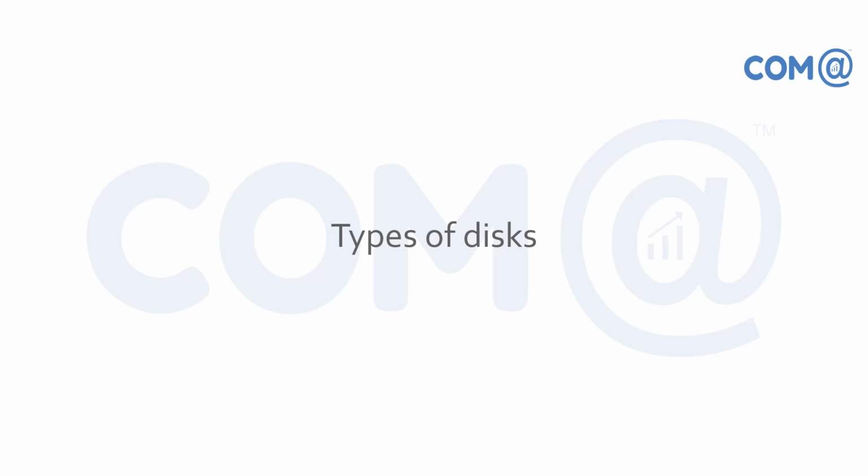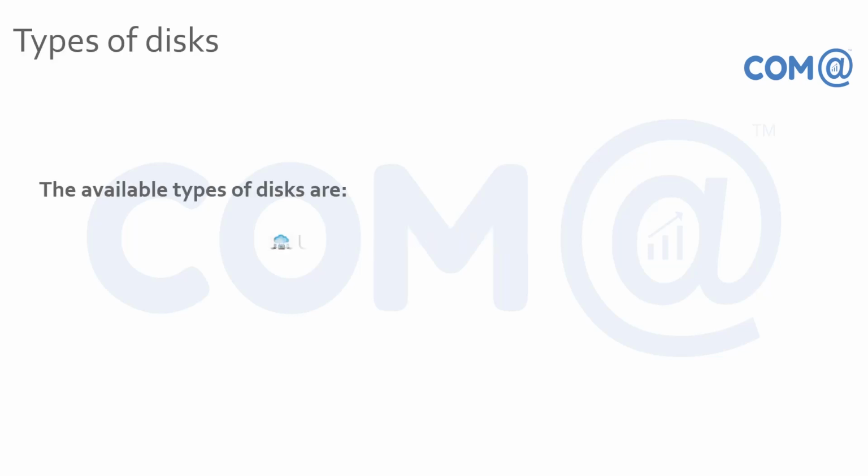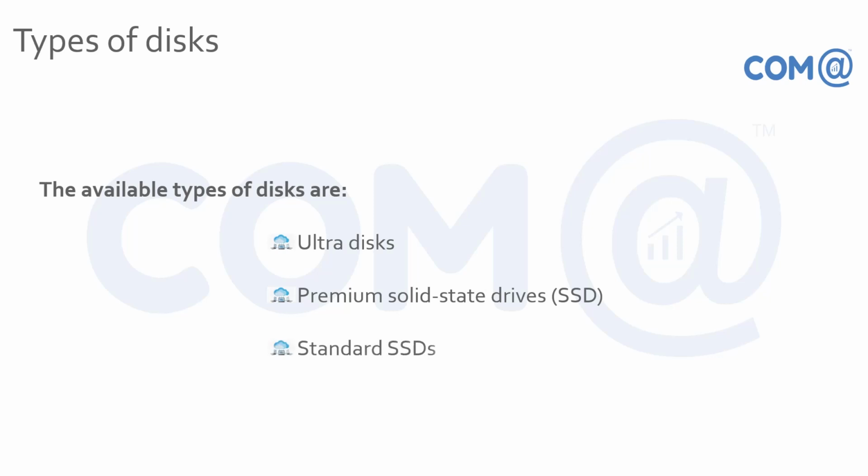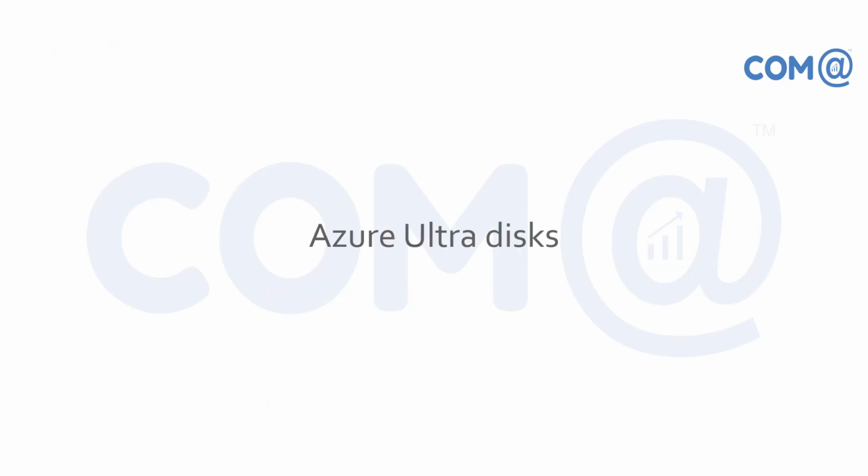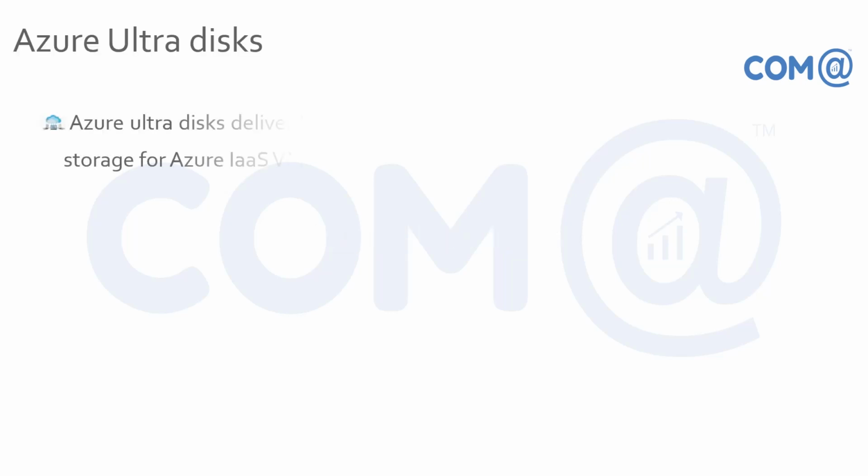And understanding about the type of disk, basically there are three types of disk, or sorry, four types of disks. That is ultra disk, a premium SSD, a standard SSD, and standard HDD. So there are four types of disks. So first we'll understand about the Azure Ultra disk.